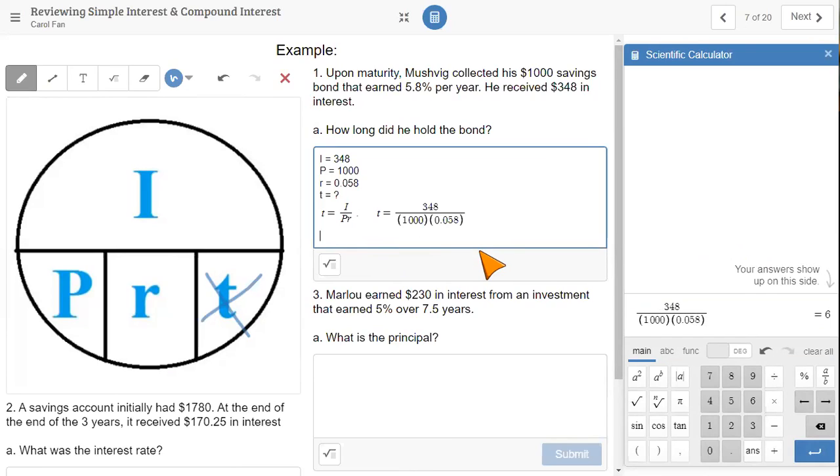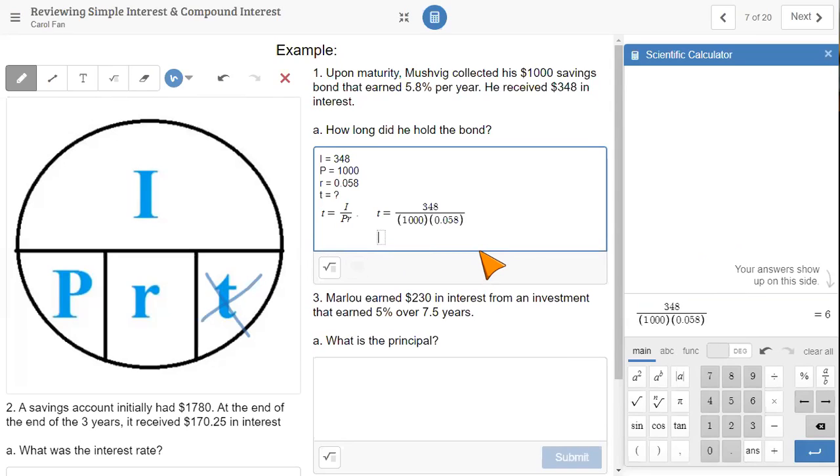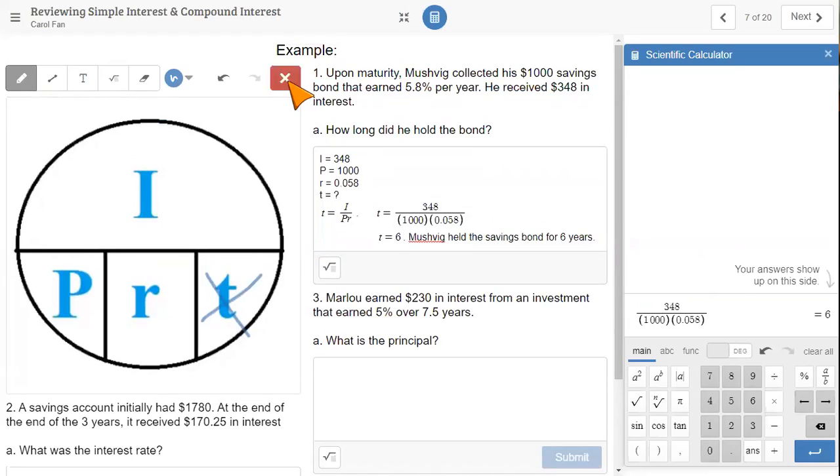Right, so we get T is equal to 6. So we can conclude that Mushfig held the savings bond for 6 years. Let's do another question.